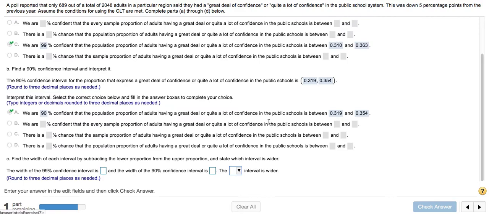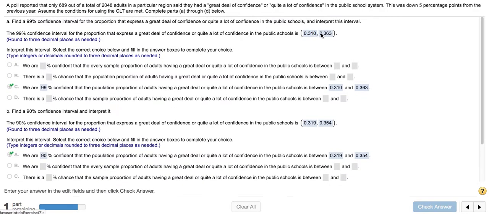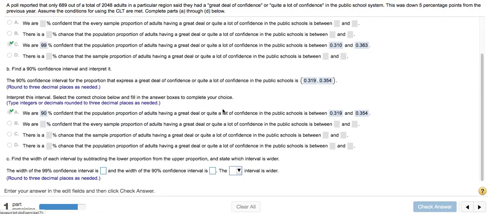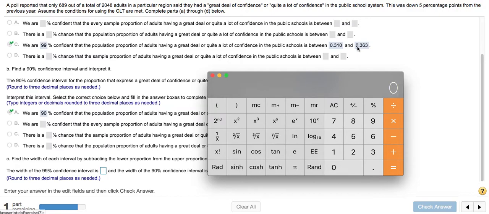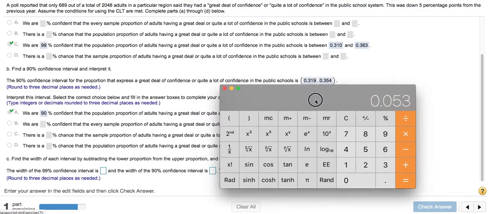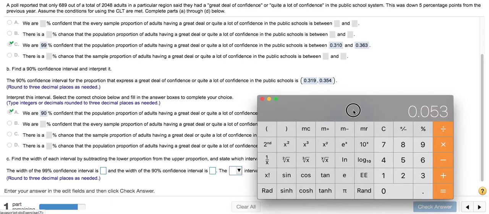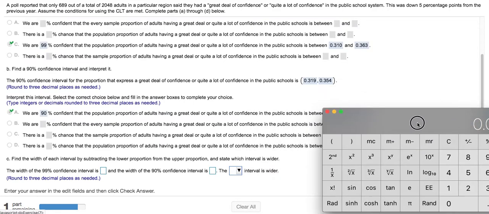I think the rest of the question is getting at, as you lower the confidence, the interval size shrinks, and therefore it's asking us to find the width of each interval by subtracting the lower proportion from the upper proportion. For the 99% confidence interval, they want you to take the difference of those two numbers. That tells you how wide the interval is. Starting with the 99% confidence interval, I'm going to pull up the calculator. We take the upper bound and subtract the lower bound: 0.363 minus 0.310. This is the width. Rounded to 3 decimal places, that's 0.053. So I'll enter that here.